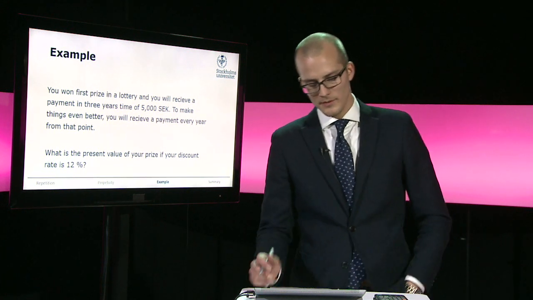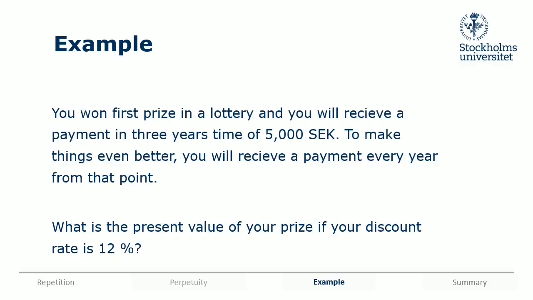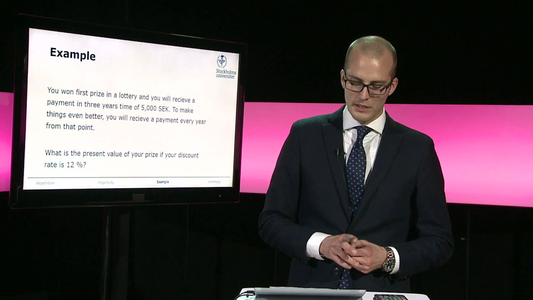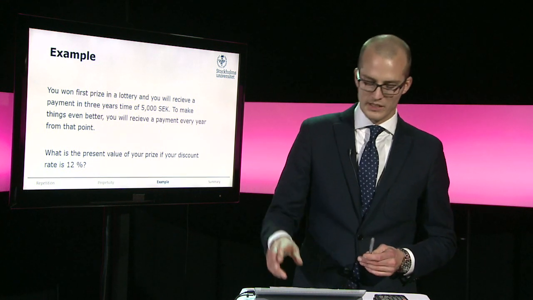So here's an example. You won first prize in a lottery and you will receive a payment in 3 years' time of 5,000 Swedish kronor. To make things even better, you will receive a payment every year from that point. So you will receive 5,000 in 3 years, and then you receive 5,000 every year after that. And the question is, what is the present value of your prize if you discount this with 12%?